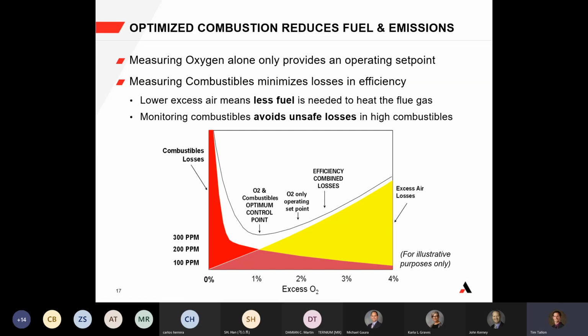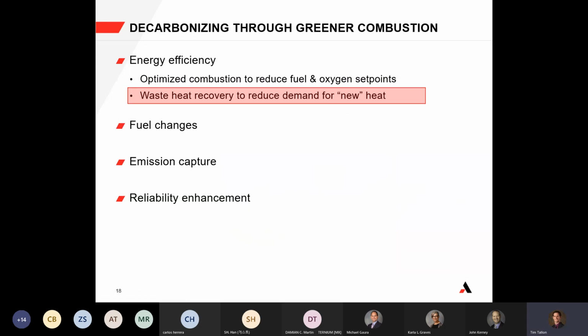So less fuel means less emissions, and in this particular case, it also avoids an unsafe condition. So that's what we mean by optimized combustion. You have that optimized set point so that you're not too high in excess oxygen, and you're also not too low in oxygen with too high of combustibles. That was the first approach for greener combustion and a way to decarbonize combustion.